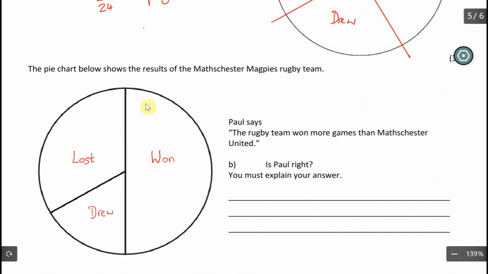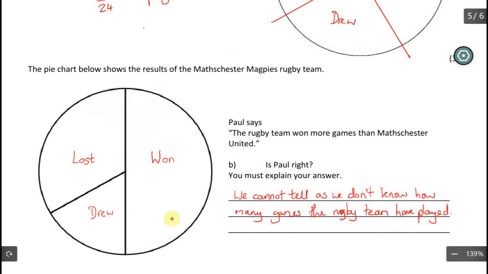Okay, so the answer is that we can't tell, and that is the perfect answer. He's not wrong, he's not right, we just can't tell, because we don't know how many games the rugby team have played. So pie charts only show proportion, they don't show actual amounts.